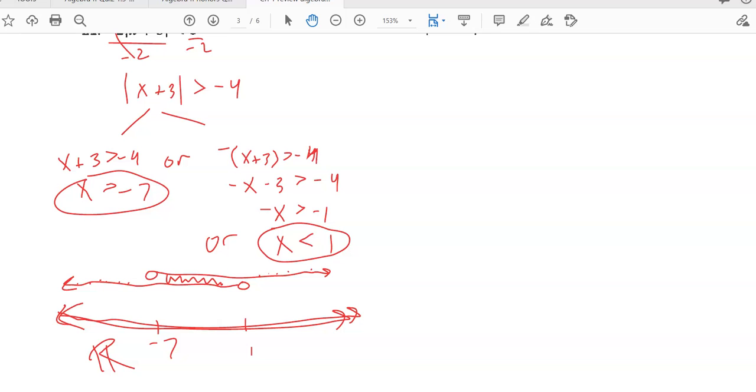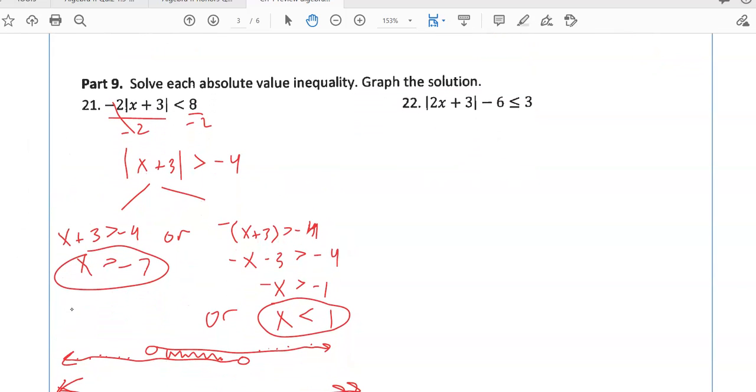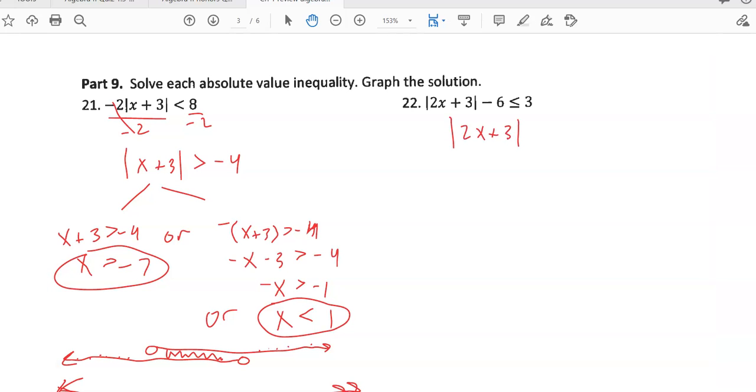I think this might be the last problem here. So I'm going to move the 6 first. So you have absolute value of 2x plus 3 less than or equal to 9. So we're going to be adding 6. Split it up into two cases. So 2x plus 3 equals 9. Or, sorry, less than or equal to 9. And then negative (2x plus 3) quantity less than or equal to 9.